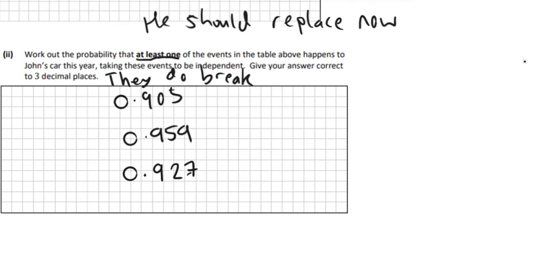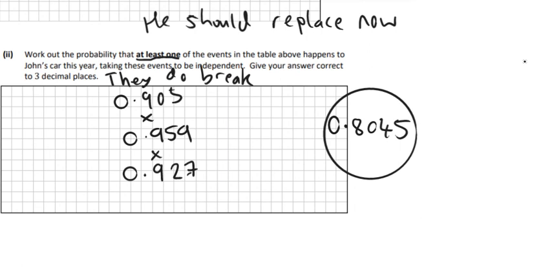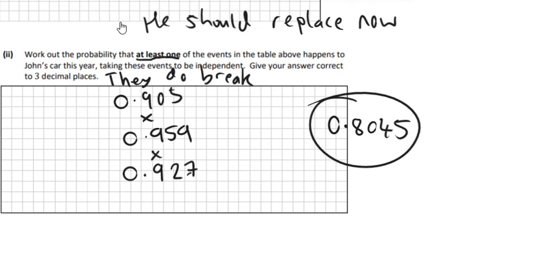Then what we're going to do is multiply each of them together. So I'm going to times them together, and then that would be the probability that nothing goes, basically. And then we can do 1 take away that. So when you multiply each of them, you're going to get 0.8045. That's rounded off, and because that's the probability that none of those three things break, you want the opposite of that.